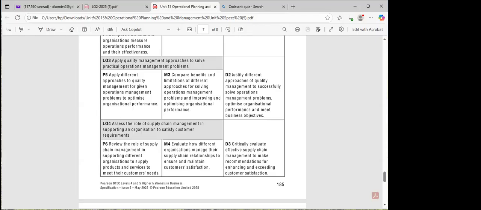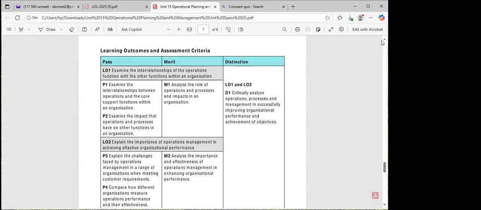Okay, let's crack on. So today's lectures, we are going to look into LO3, which borders around how to apply quality management approaches to solve practical operations and management problems, where we'll look into P5, which is applying different approaches to quality management for given operations management problems to optimize organizational performance. And then to compare benefits and limitations of different approaches for solving operations management problems and improving and optimizing organizational performance. And then lastly, D2, to justify different approaches of quality management to successfully solve operations management problems, optimize organizational performance and meet business objectives. Those are the things that we're going to look into today.